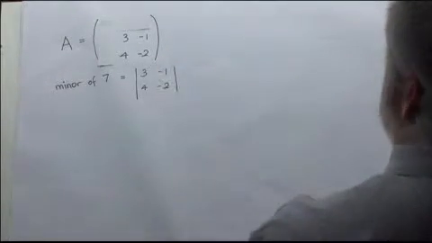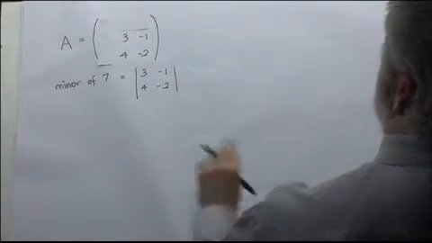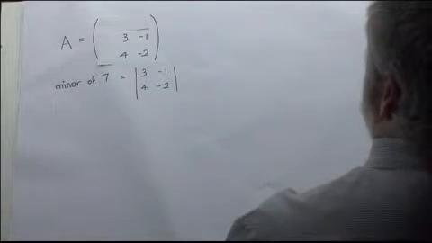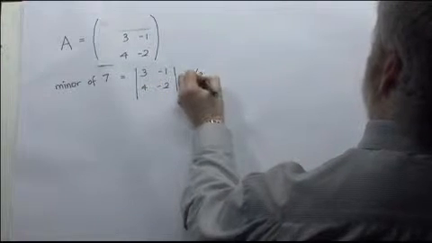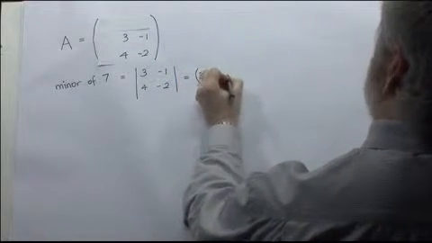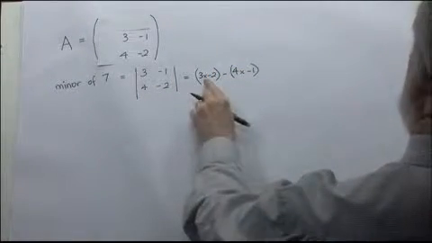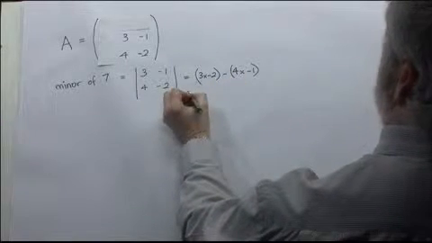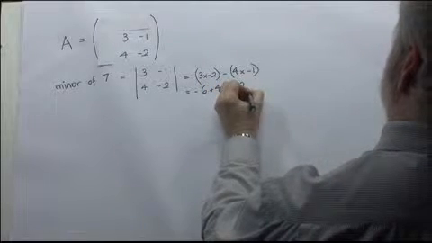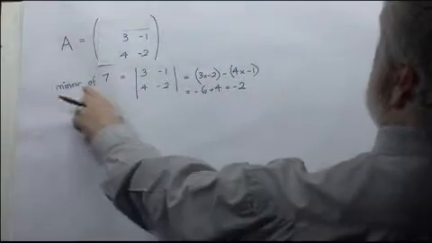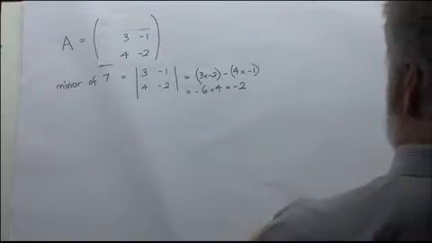Remember, the rule for evaluating a 2 by 2 determinant is to multiply the 2 elements on the leading diagonal and then subtract the product of the 2 elements that aren't on the leading diagonal. So we do 3 times -2, and then we take away 4 times -1. So that gives us -6 minus -4, which is -6 plus 4, which gives us -2. So the minor of our element 7 from our original 3 by 3 matrix is the value -2.